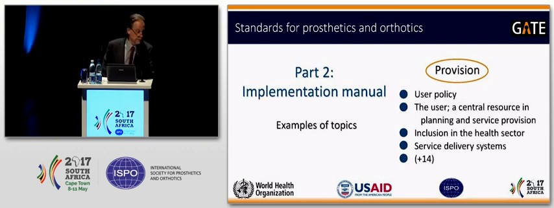And the last chapter on provision talks about user policy, the importance that, I will come to that standard later, and the central role of the user in planning and service provision. It talks about inclusion in the health sector, as Japal also mentioned earlier, and it talks about different service delivery systems.